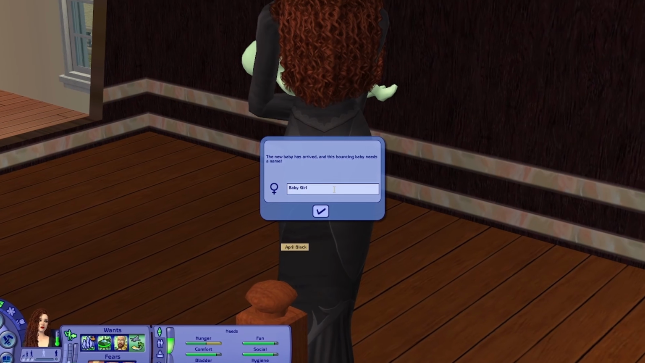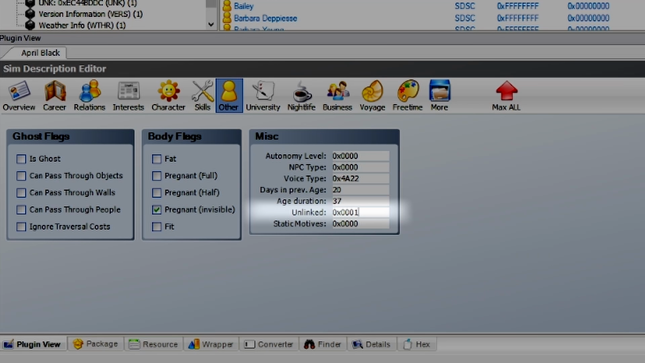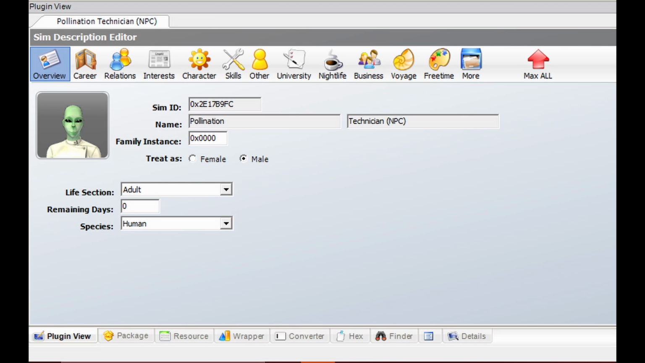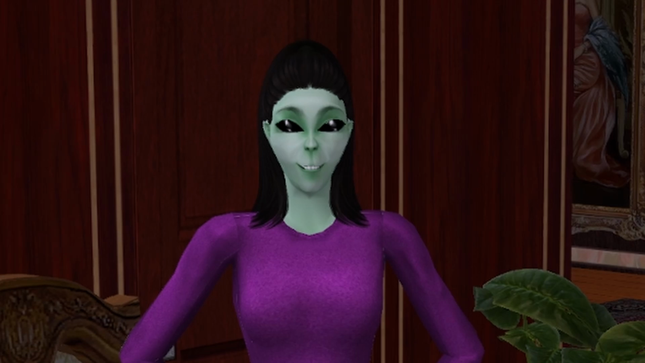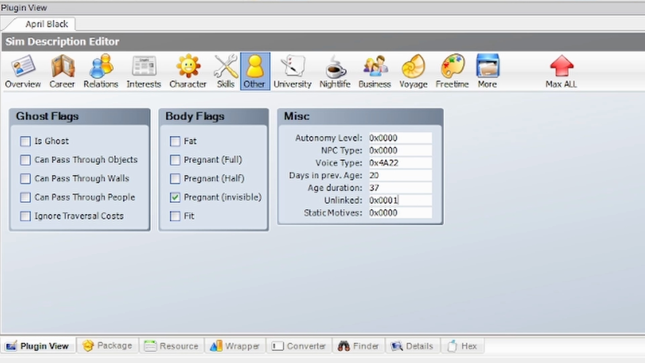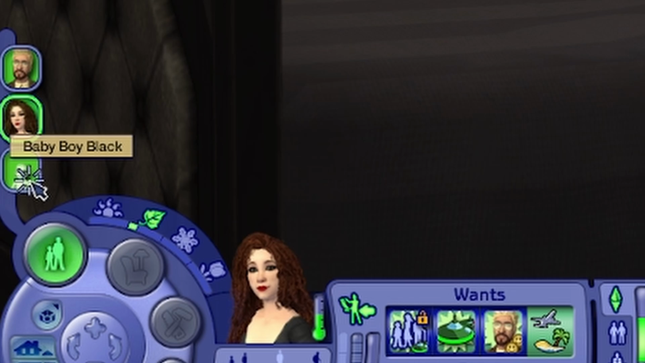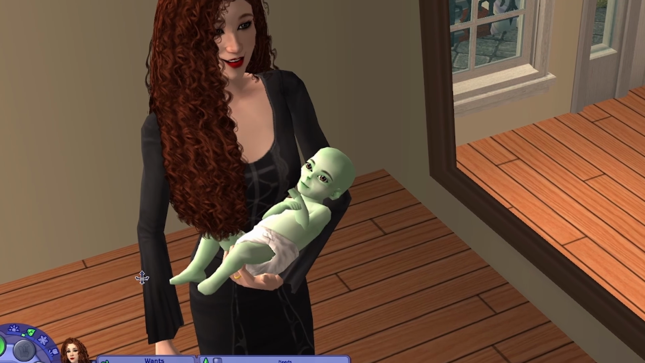In my case, the baby was always a girl, no matter how many times I tried, because I was unlinked and Pollination Technician is a male. And, well, if you ever wondered how he would look as a female, now you know. Setting the Unlinked flag back to false resulted in normal pregnancy. The baby could be a boy, and it was a genetic mix of both me and the alien.